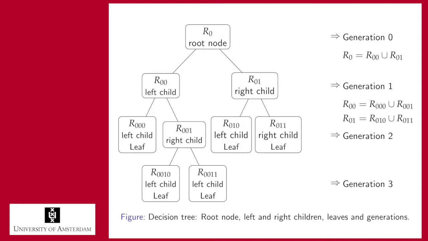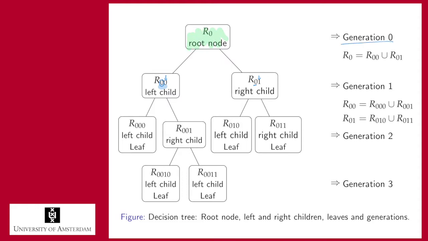We start with the root node, which is the R0. And we divide the R0 in two parts, where we call the left child R00, where the first 0 means that it's a child from the root node R0. Same for here, we have R01. The first 0 indicates who was the mother of this node. Then we have a second 0 here and a 1 here. That indicates whether you have the left child or the right child.